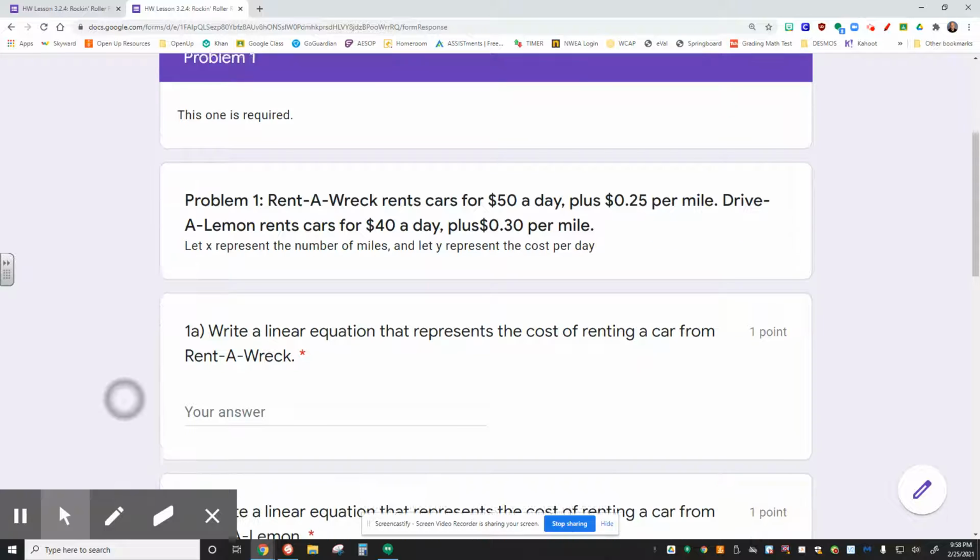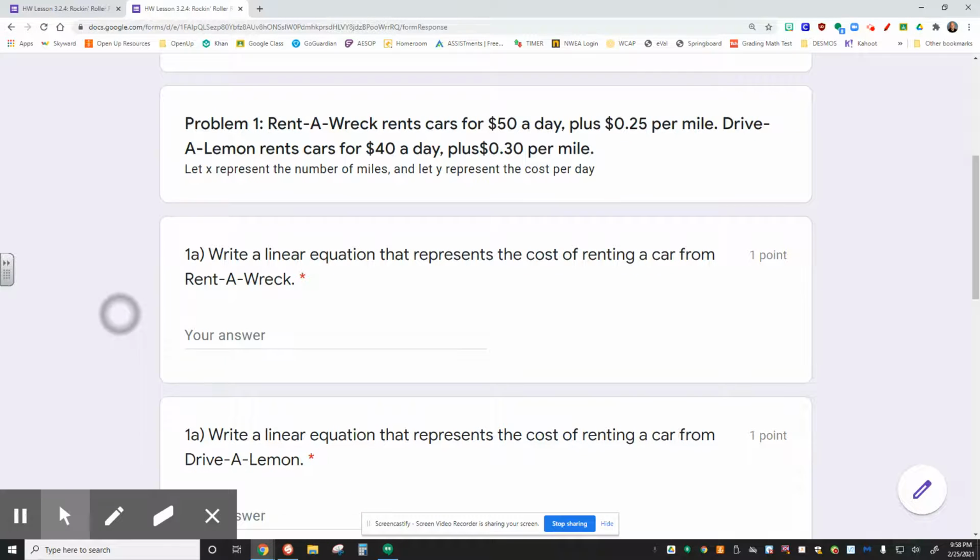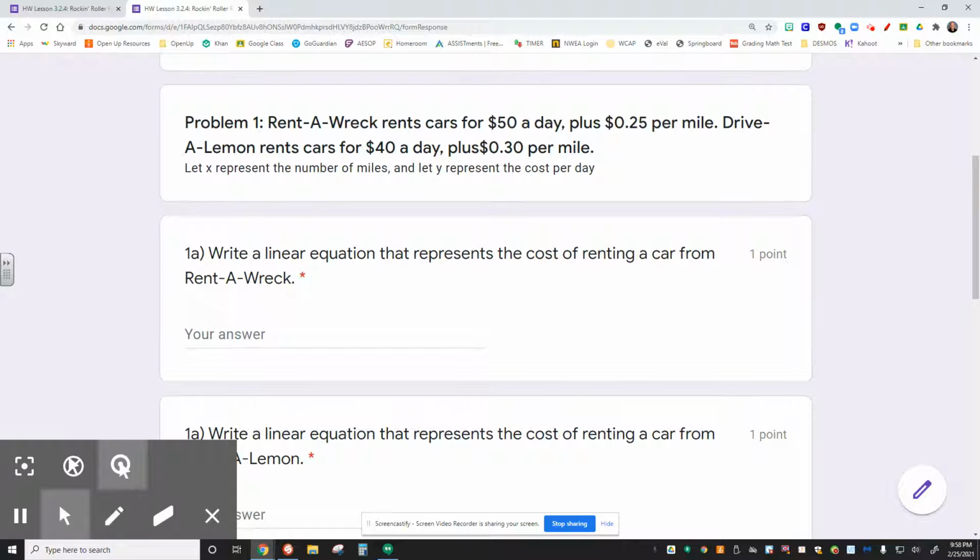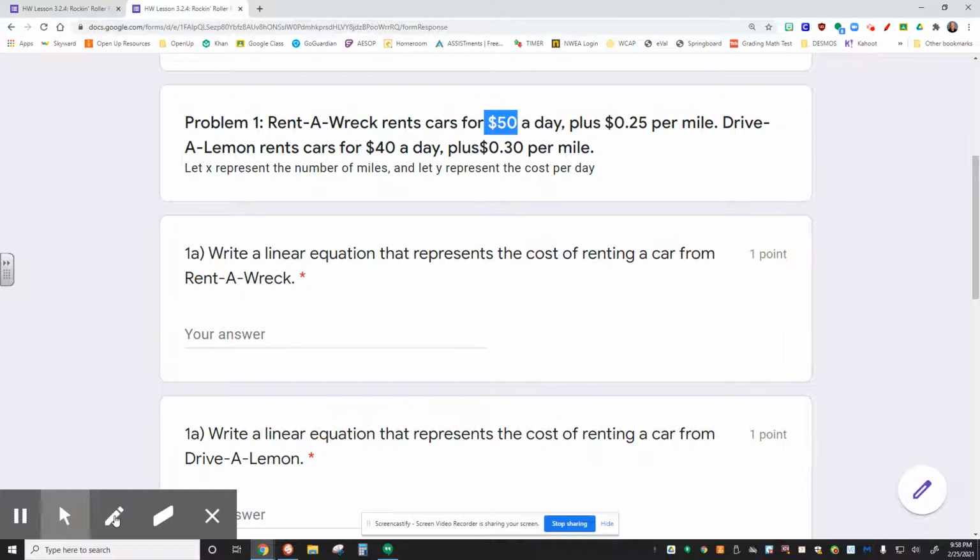Your job is to go ahead and write a linear equation that represents the cost of renting a car from Rent-A-Wreck. So let's take a look at Rent-A-Wreck. Rent-A-Wreck starts out at $50 per day. So that sounds like a starting value plus 25 cents per mile. Notice that X represents the number of miles, so we can change that value right there, per mile, to X. And now all of a sudden we have an expression that says 50 plus 25 cents times X.